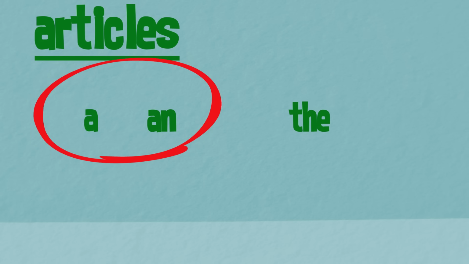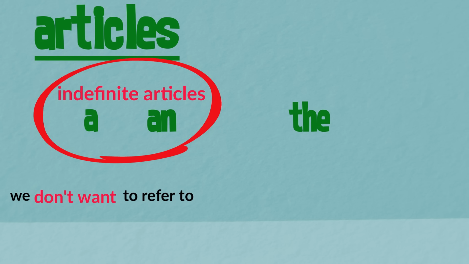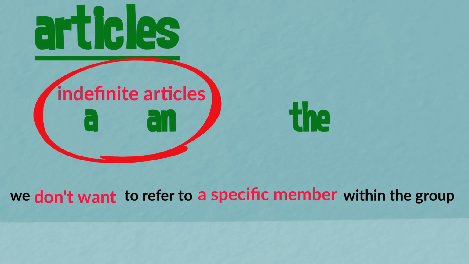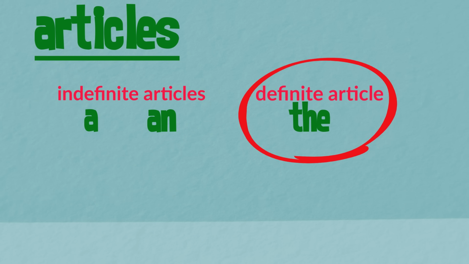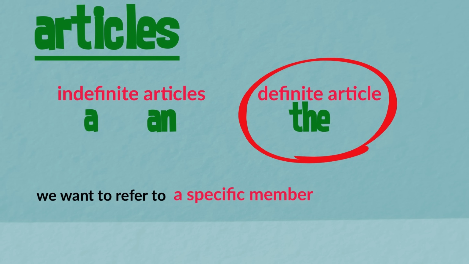A and an are indefinite articles. We use them when we don't want to refer to a specific member within the group, or we are referring to a noun for the first time. The is a definite article. We use it when we want to refer to a specific member within the group.